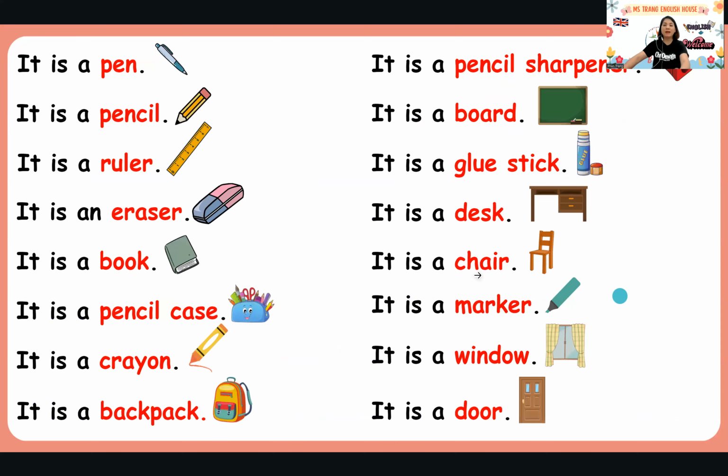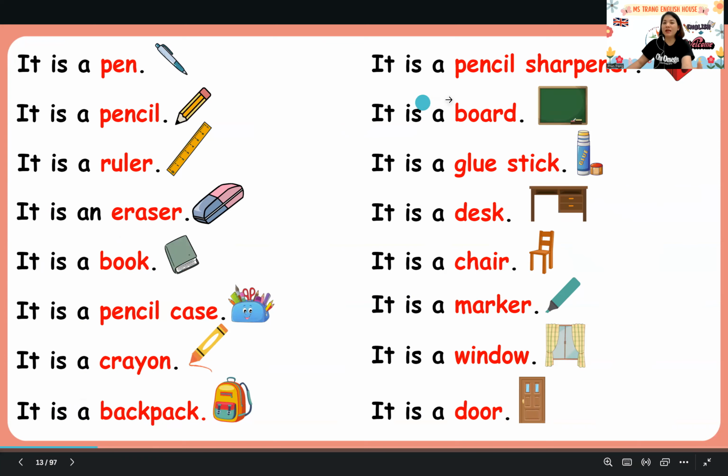Phần reading time chúng ta ôn tập lại phần đọc câu với It is a... đúng không? It is a pen. It is a pencil. It is a ruler. It is an eraser. It is a book. It is a pencil case. It is a crayon. It is a backpack. It is a pencil sharpener.